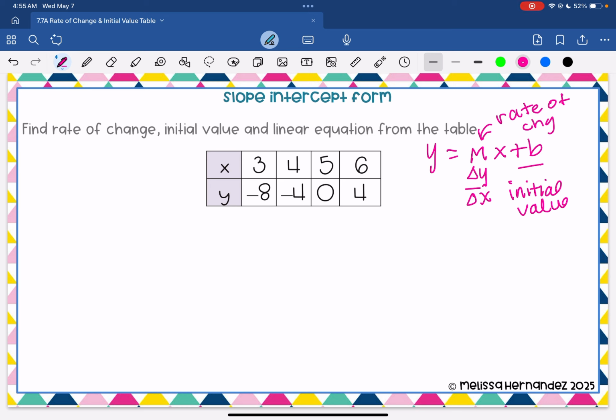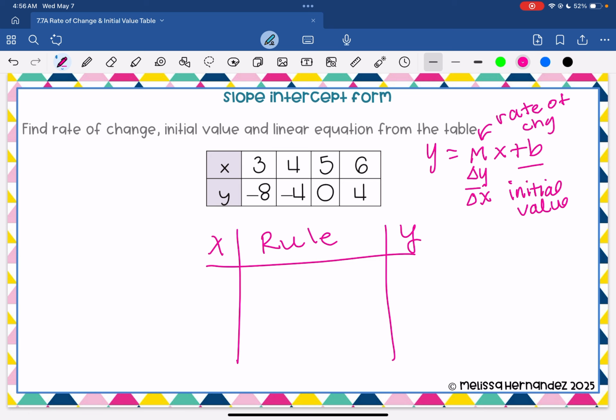All right, let's go ahead and get started. First, I do recommend for students to write it like this. Now, keep in mind, it says equals. I'm going to bring that back to your attention when we start plugging in numbers. So for our x values, we're using 3, 4, 5, and 6. For our y values, it's -8, -4, 0, and 4. We're going to find our change in y over our change in x. Remember, that is our rate of change.